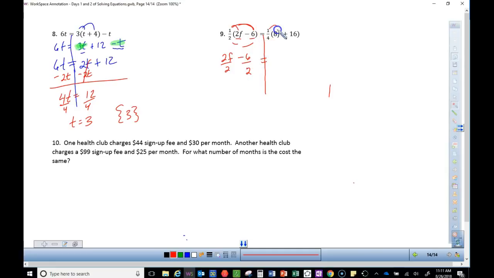We'll do the same thing here. 1 times 8f will be 8f, and that needs to go over 4 because of this guy. And then 1 times 16 is positive 16, and that needs to go over 4.